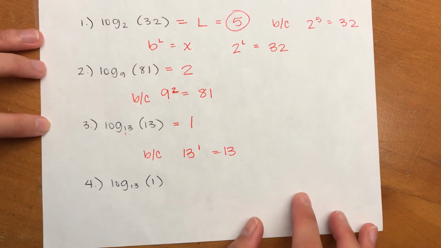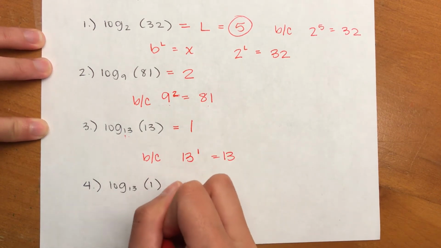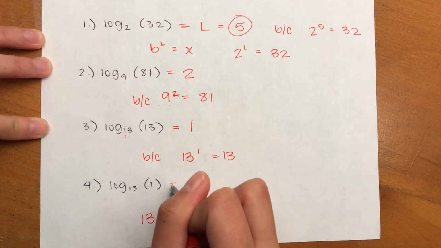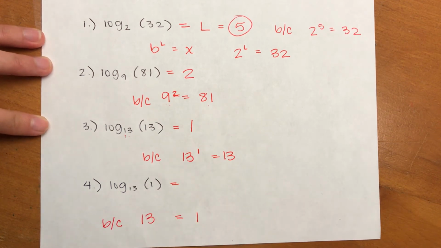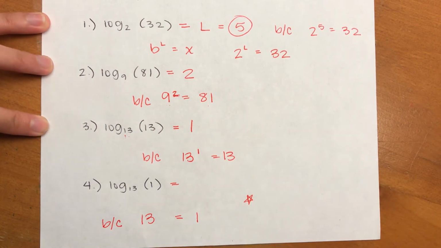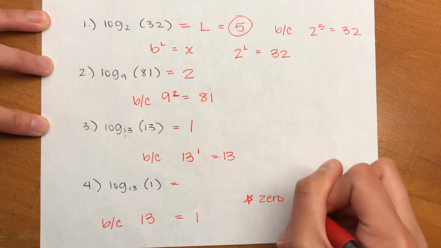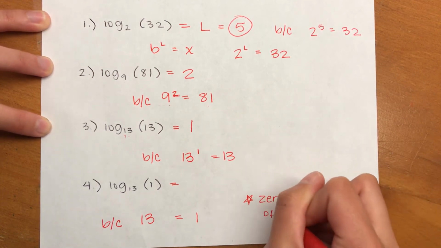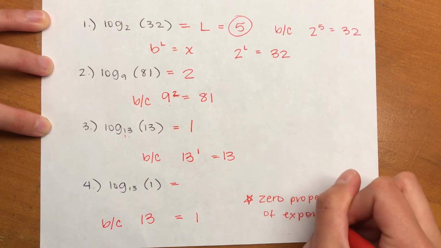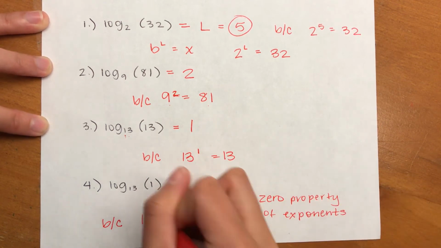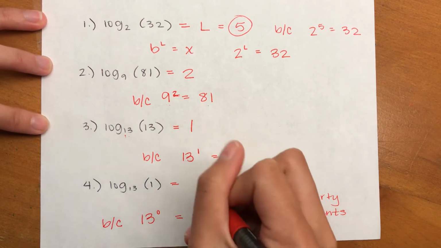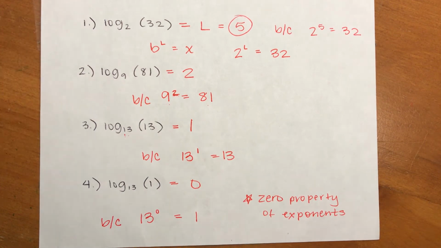One more weird example. 13 to what power equals 1? If you remember properties of exponents, this is going to be our 0 property. So we know if we have anything to the 0th power, that exponential expression will be equal to 1. So in this case, my logarithm value is 0.